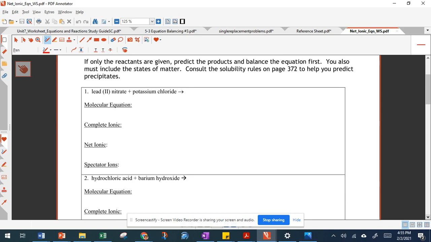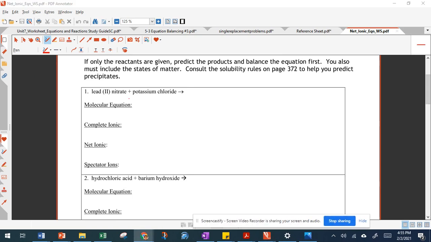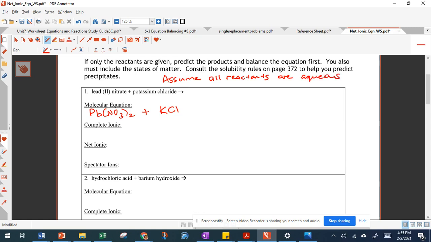Okay, so we have to write out our balanced equations. So we have lead II nitrate, Pb(NO3)2, plus KCl. Okay, for this sheet, I want you to assume that all reactants are aqueous. So for this one, we can assume these are both aqueous.